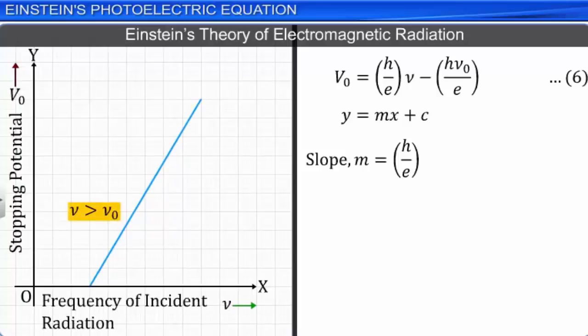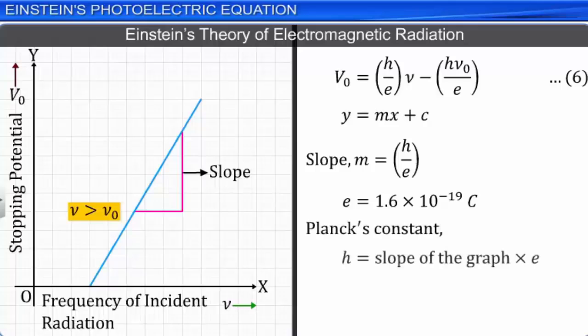Millikan performed the photoelectric effect experiment for a series of metals and found that the stopping potential V0 varied in a linear fashion with frequency, and from the slope of the stopping potential V0 versus frequency nu graph determined the value of Planck's constant, using the known value of charge on electron, which is equal to 1.6 into 10 power minus 19 coulomb. The value of Planck's constant h is equal to the slope of the graph into the value of charge on e. The value of h is found to be equal to 6.626 into 10 power minus 34 joule second.